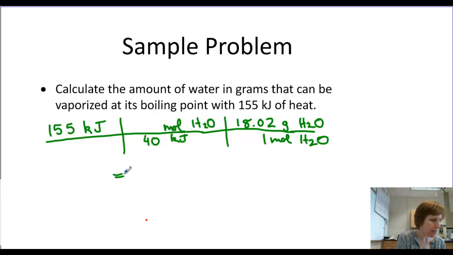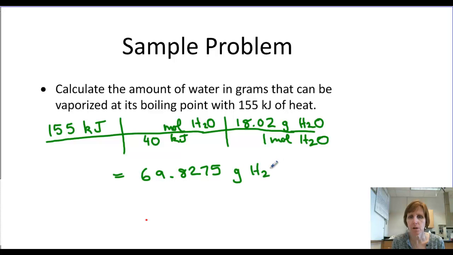Okay, so let's do the math. I've got my calculator here. 155 and so the answer that I came up with was 69.8275, and this would be grams of water, okay, because this cancels, this cancels.